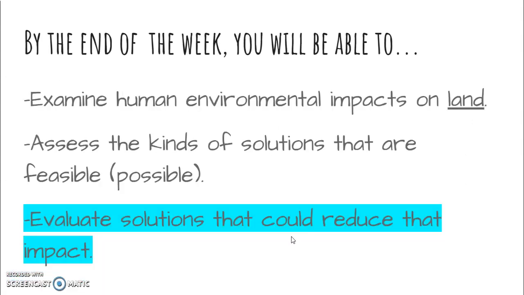By the end of this week, you should hopefully be able to examine human environmental impacts on land and then assess the kinds of solutions that are feasible, which really means that they are possible. And we're going to evaluate those solutions that could reduce our human impact. This week is all about our land resources. The coming weeks, we will look at other types of resources found in other parts of our world, but this week it's all about the resources found on land.